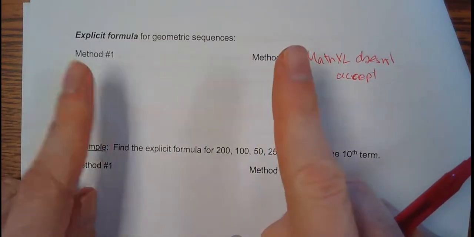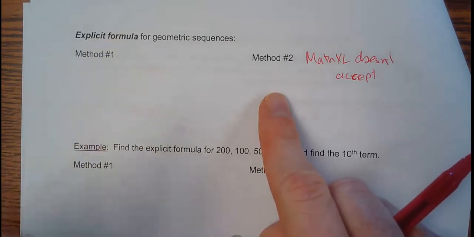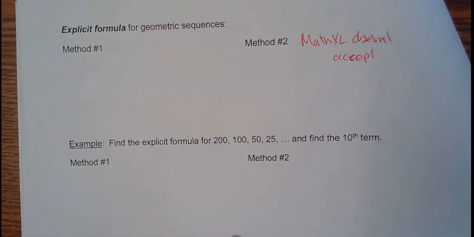Here, I'm not sure either one's really faster, but only one does MathXL accept, and it's probably the one you'll see more often. So this one, method one, is actually better. Yesterday, the second method was quicker, but I'll show you it. It's the same kind of idea, but I would avoid it.